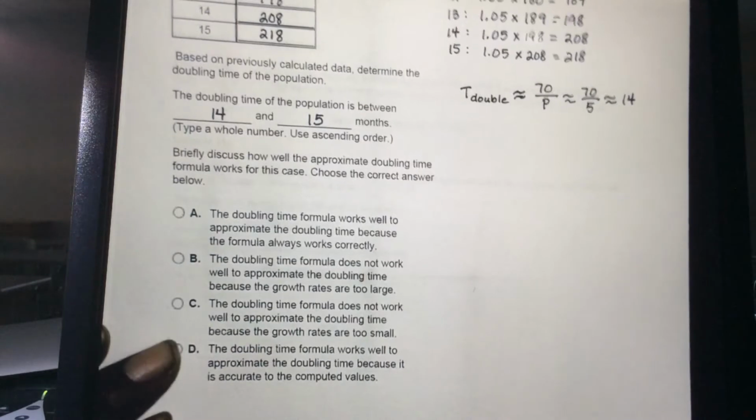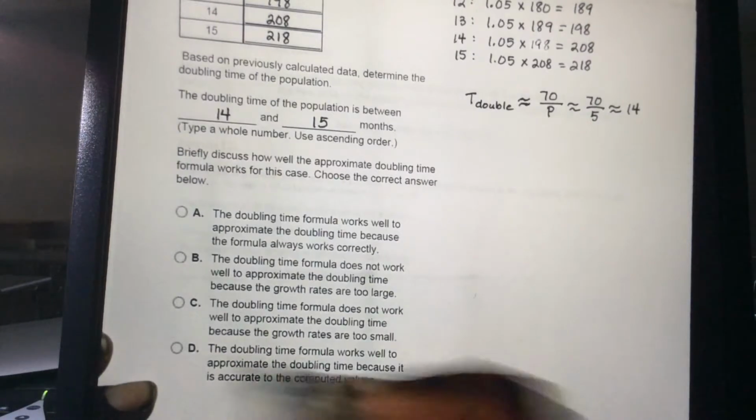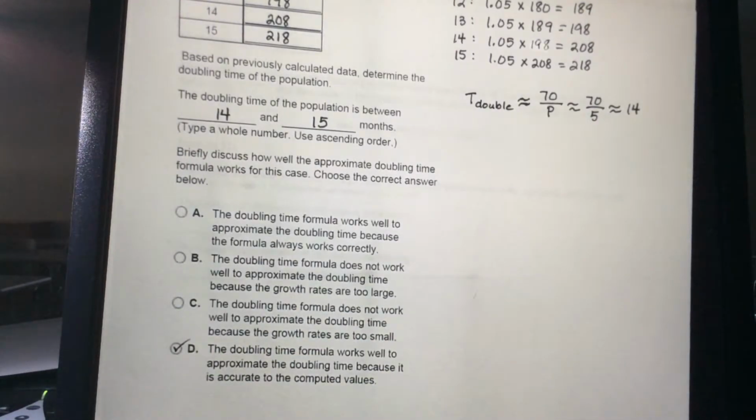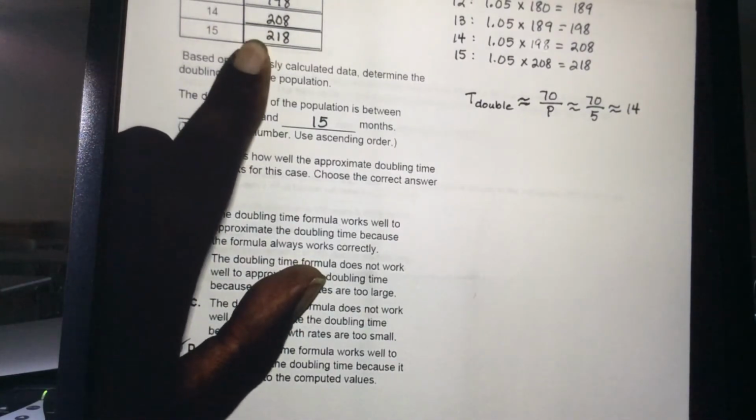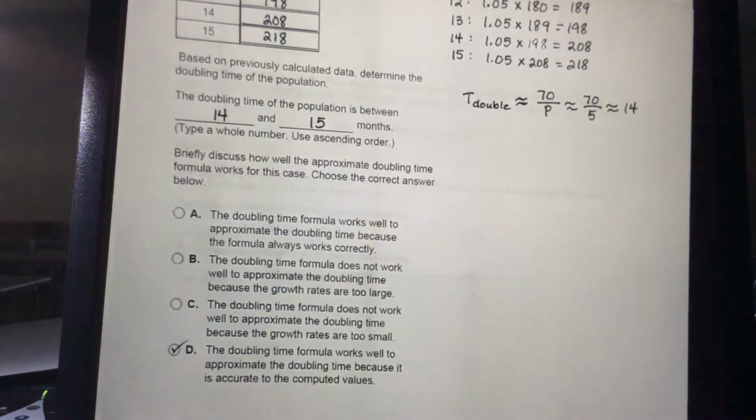And then discuss how well the approximate doubling time formula works for this case. In this case, that doubling time formula does work well to approximate the doubling time because it is accurate to the computed values here. Because if we start with 105, that means if we double it, it's going to be 210. And 210 is somewhere between 208 and 218. That means it's got to be within the 14th and 15th month, and we came up with approximately 14 months for the doubling time.